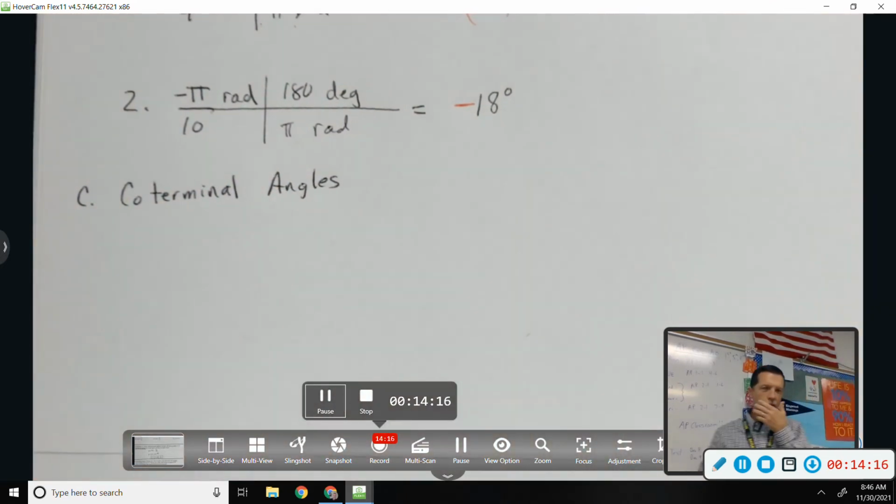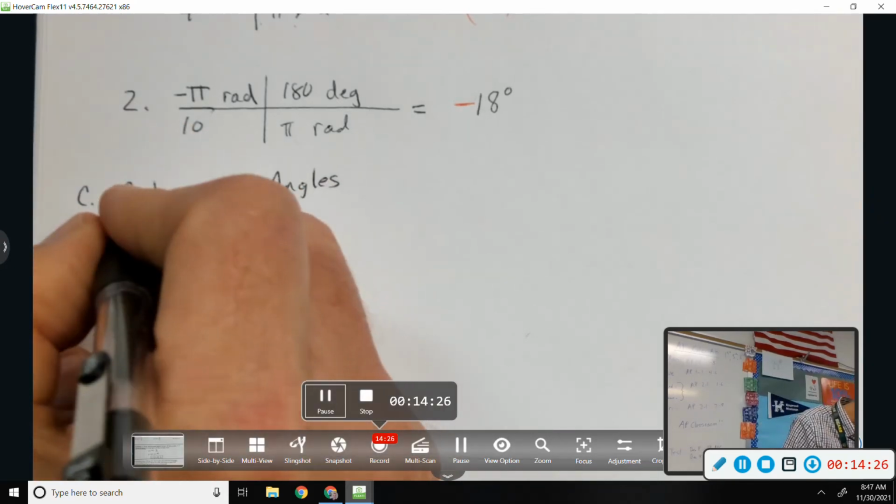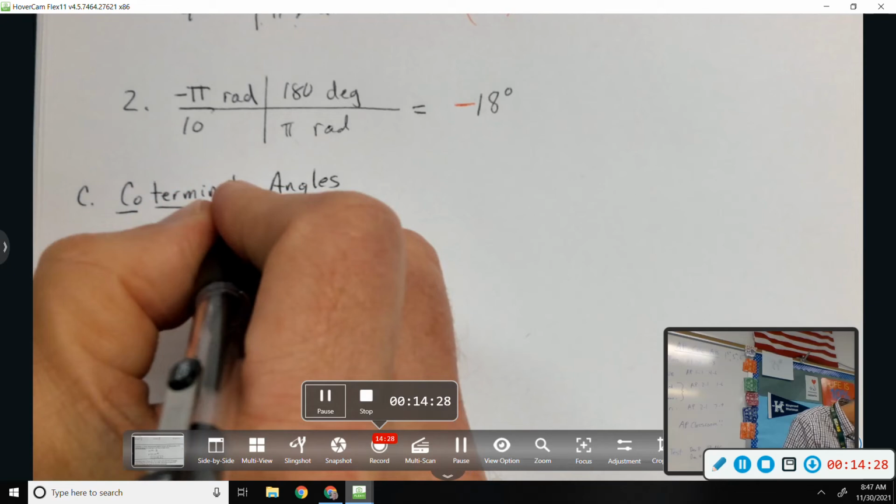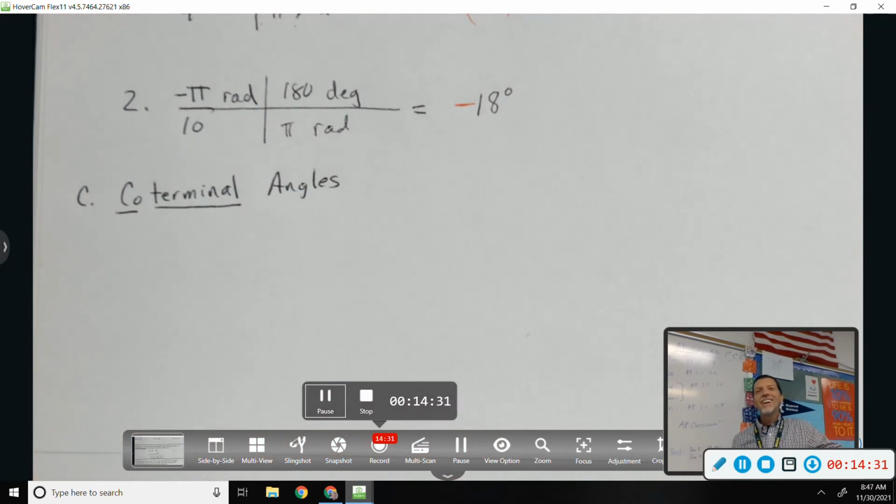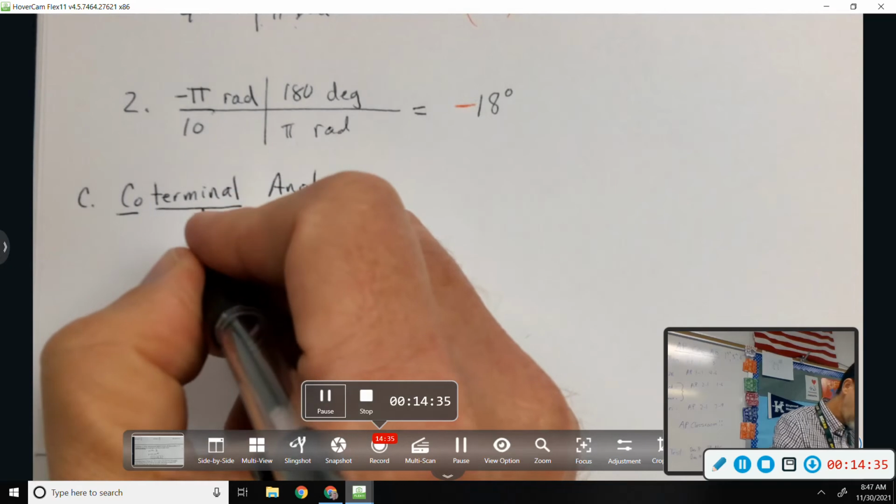Coterminal angles. Hold up. Coterminal. Why are they terminal? What does terminal mean? It means there's an end. That's exactly right.